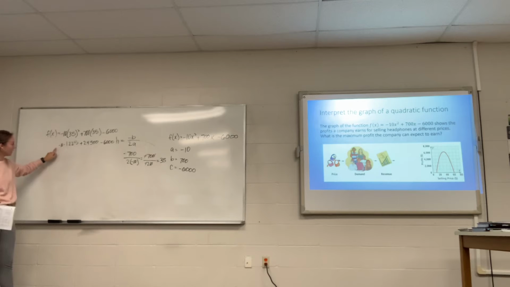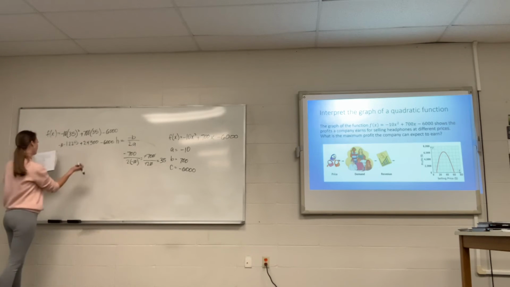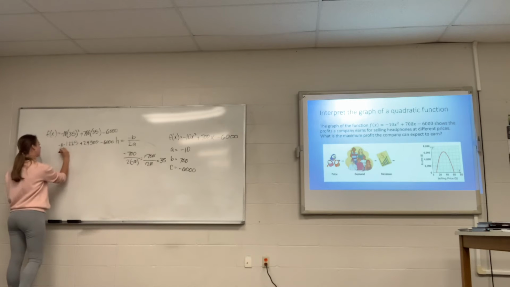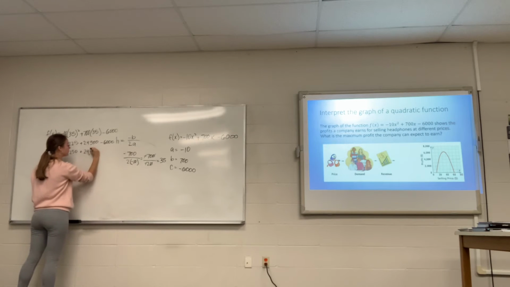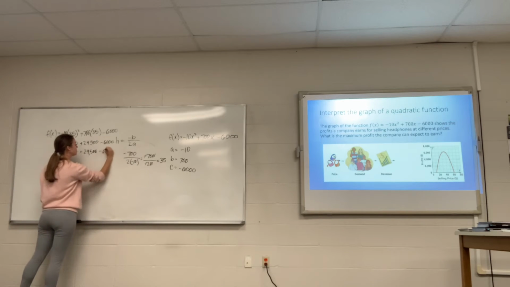Okay, now I can take my negative 10 times this 1,225, and when I do that, I'm going to have negative 12,250 plus 24,500 minus 6,000.